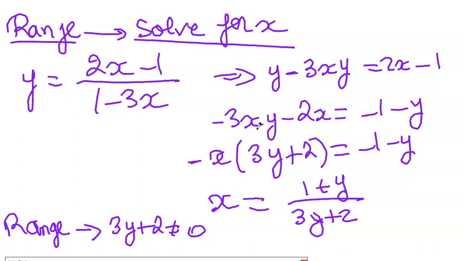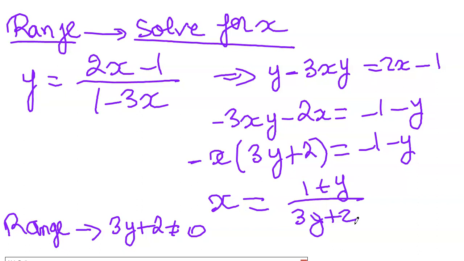I need the x, I will factorize. I have a common factor minus x. Factor of 3y plus 1 is equal to minus 1 minus y. You can multiply it all by minus 1 if you want. So you will have the other part becomes 1 plus y. And what will be x? x is equal to 1 plus y over 3y plus 1.